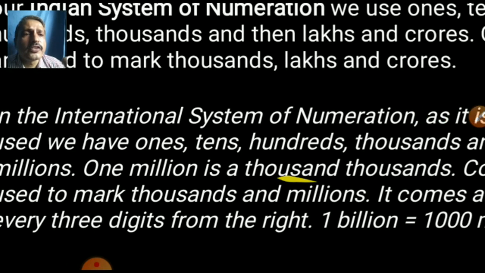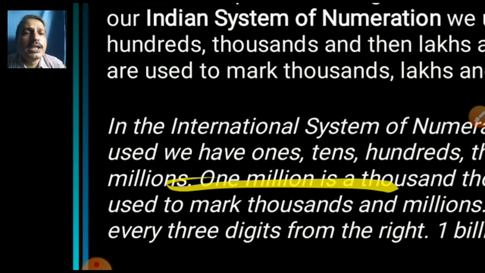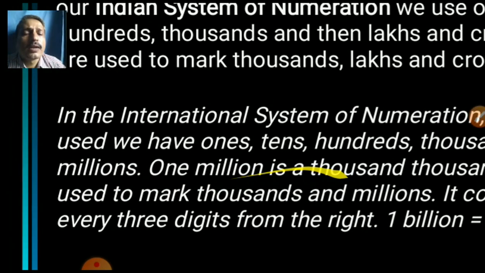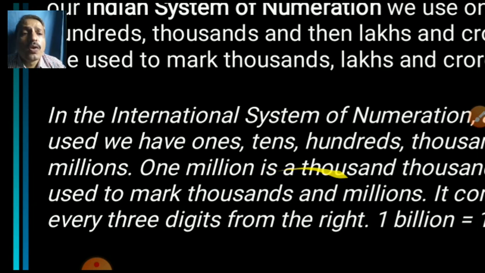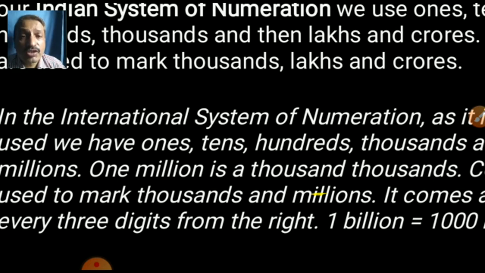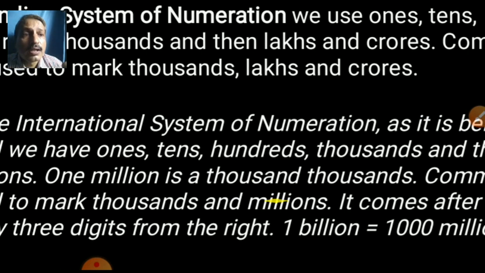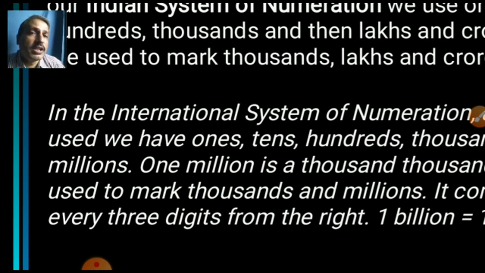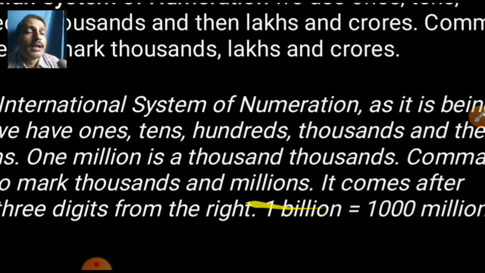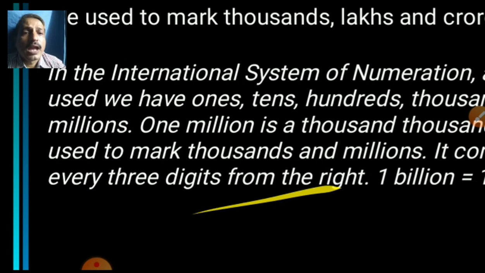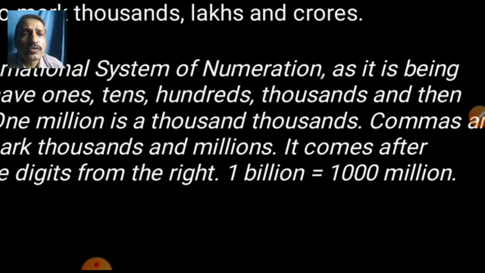Now regarding the international system. In the international system of numeration, as it is being used, we have ones, tens, hundreds, and then thousands, millions. 1 million is 10 lakh. Commas are used to mark thousands and millions. Thousand, then million, then billion. It comes after every 3 digits from the right. Or you can say 1 billion is equal to 1,000 million.